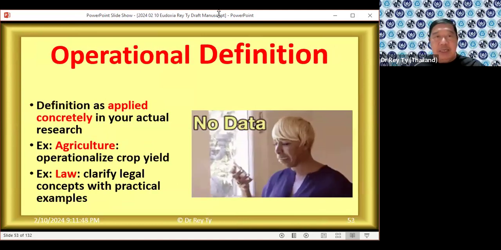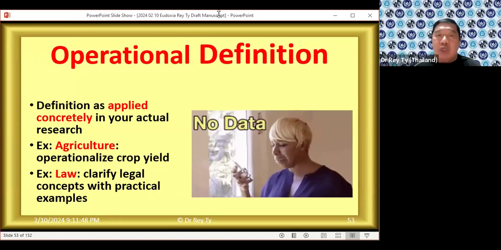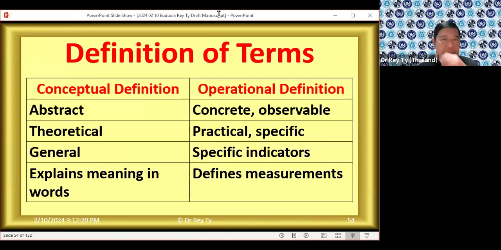Operational definition is how did you actually use that word in your research? So, for example, in agriculture, operationalized crop yield, what do you mean? 1 hectare should produce 1 bushel of corn, whatever. Or in law, clarify legal concepts with practical examples. Like you say genocide, but we don't know what is genocide. Explain what genocide means, or ethnic cleansing.